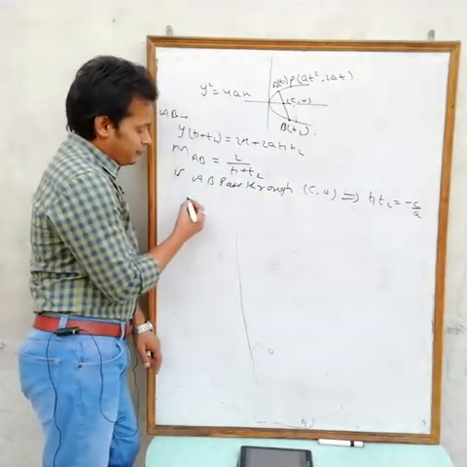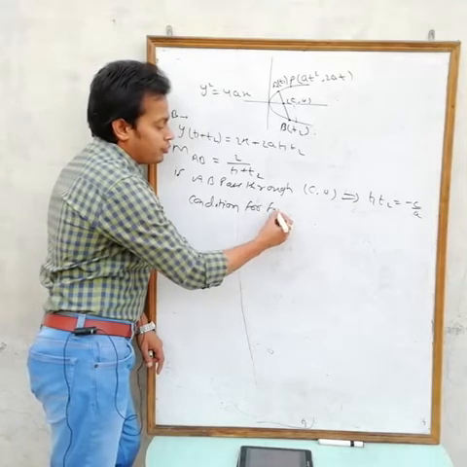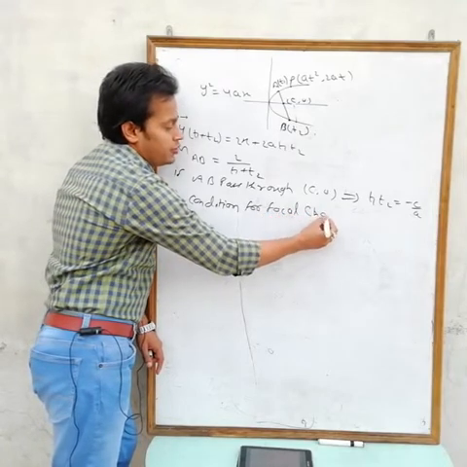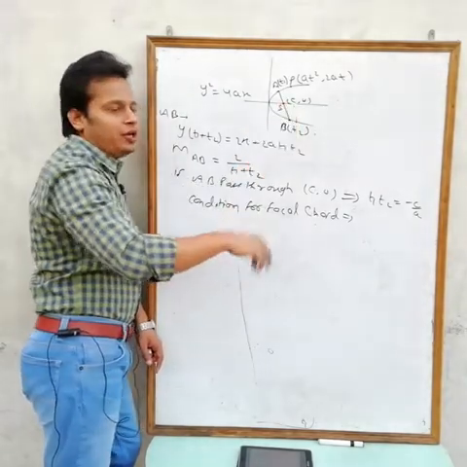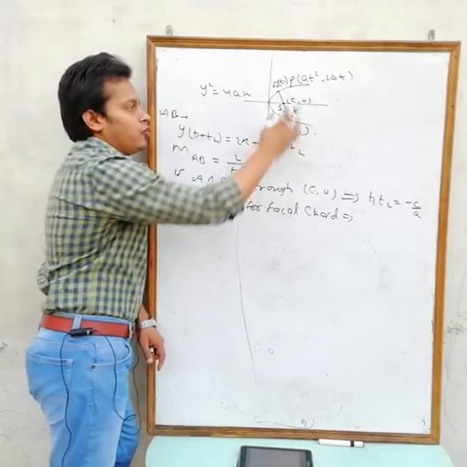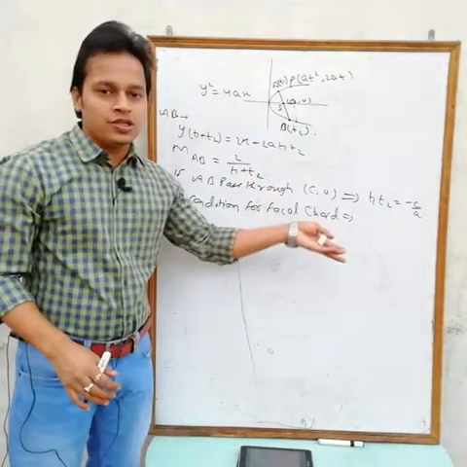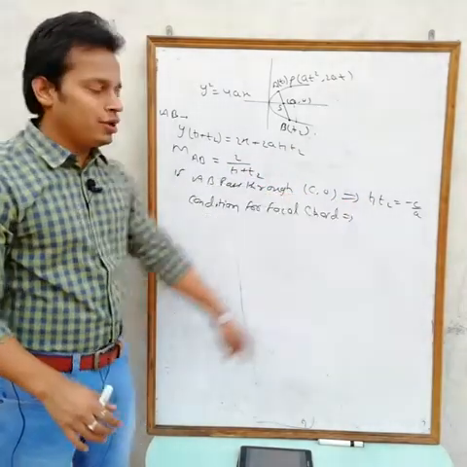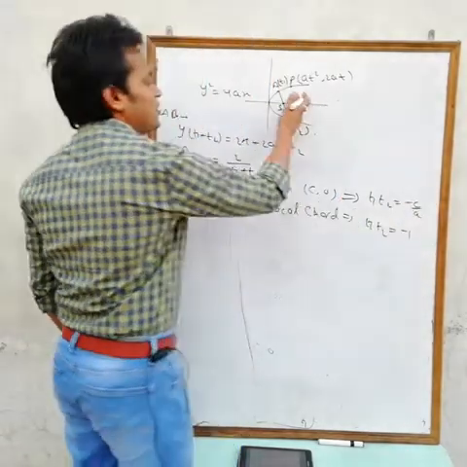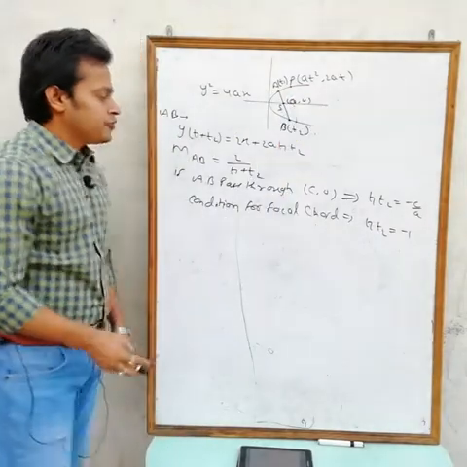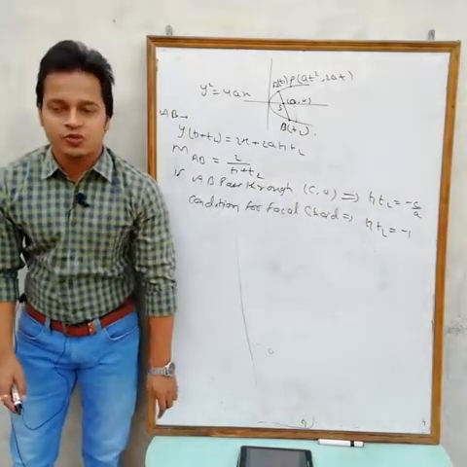And the condition for a focal chord. Focal chord means the chord passes through the focus. Suppose this is the focus. If any chord passes through the focus, it is known as a focal chord, and the focus of the parabola is a comma 0. It means this chord passes through a comma 0, so C is replaced by a. Then the condition is t1 t2 equals to minus 1. If you replace C with a, you will get minus 1. So this is the condition to be a focal chord, and the earlier one is the condition to pass through any fixed point C comma 0.